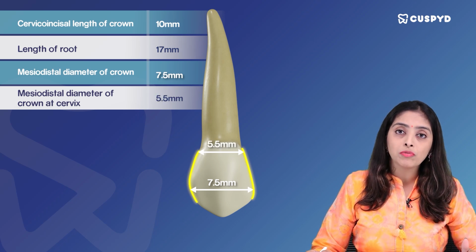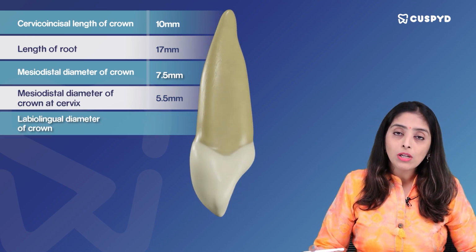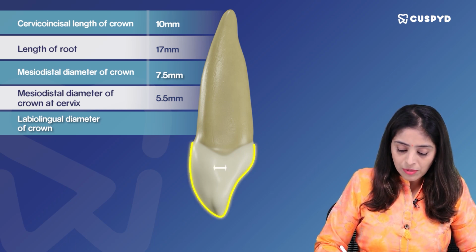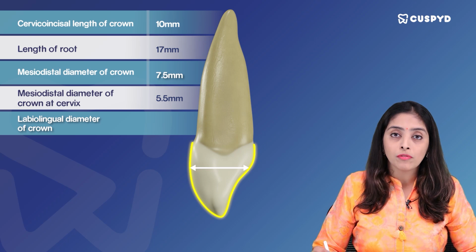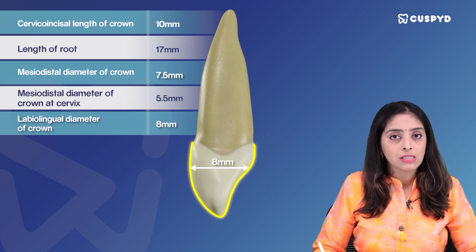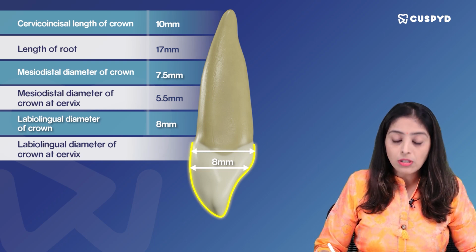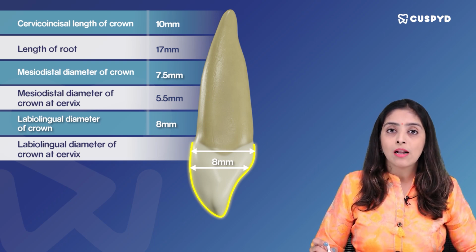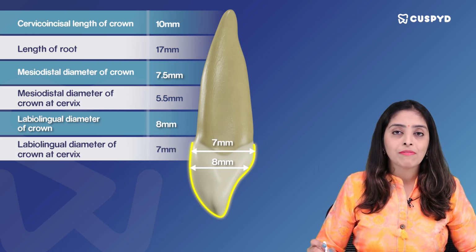So you notice that there is a lot of convergence from the maximum curvature of the crown till the cervical line. The buccolingual dimension of this tooth is the greatest, and the buccolingual dimension or the labiolingual diameter, as we say, extends from the labial aspect to the lingual aspect on the crest of curvature of the cingulum, and this is 8 millimeters in its dimension. The labiolingual dimension of the crown at the cervix will always be measured again at the point of maximum convexity, where the crown meets the root. At that location, the measurement is about 7 millimeters.